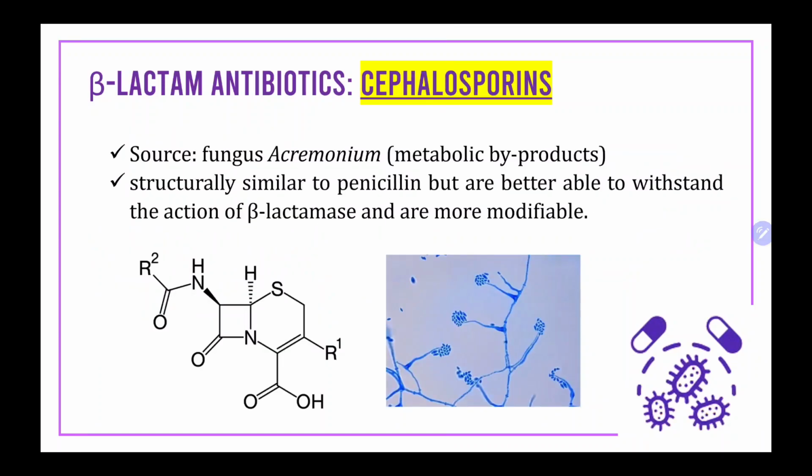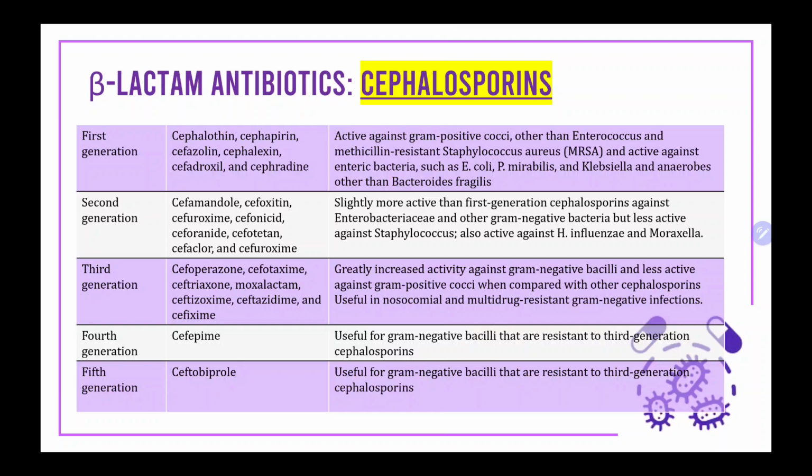Next category under your beta-lactam antibiotics are your cephalosporin generations. Its main source is from the fungus Acremonium, from its metabolic byproducts. This is structurally similar to your penicillin but better withstands the action of your beta-lactamase and is more modifiable. Now, your cephalosporins currently have 5 generations. We have your first, second, third, fourth, and fifth generation.